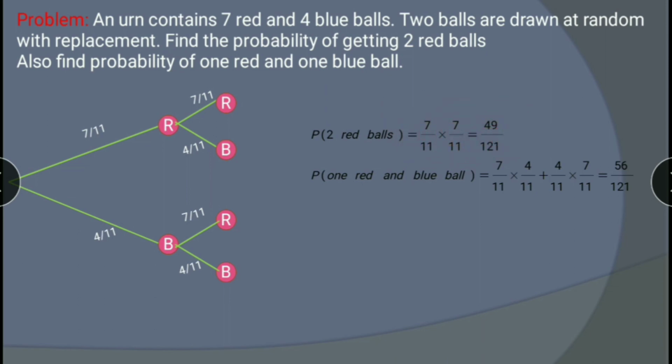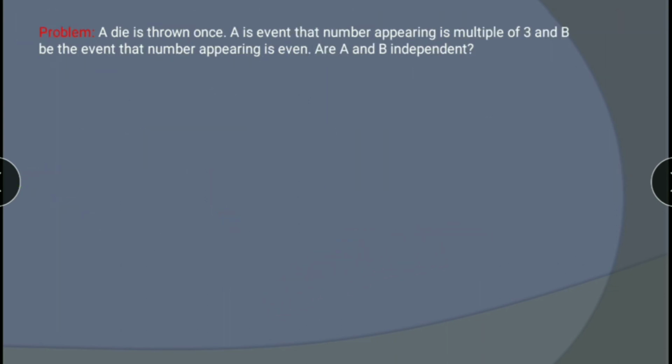Now the probability of 1 red and 1 blue ball. It can happen that a red ball comes out and then a blue one, so it's 7 upon 11 into 4 upon 11. Or, and here "or" is always addition, it can happen that a blue ball comes out and then a red ball comes out. So 4 upon 11 into 7 upon 11, which gives 56 upon 121. So it's quite easy. Using a tree diagram, this problem becomes very easy. So you can use this technique of tree diagram in your questions.